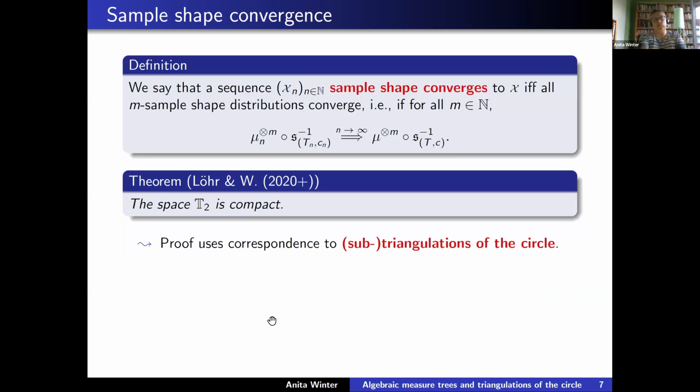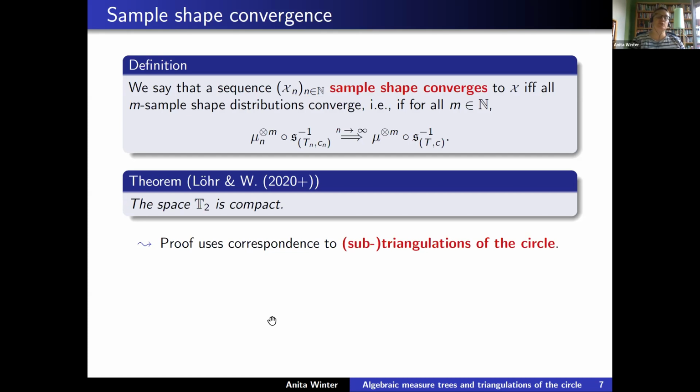Okay, so now that we know what is the shape spanned by a sample, we just say that the sequence of algebraic measure trees, binary algebraic measure trees, converges in sample shape to a limiting binary algebraic measure space if all m sample shape distributions converge. And our main result, as I said in the very beginning, is that we were able to show that the space T2 with the sample shape convergence is compact. How does one prove such a result?